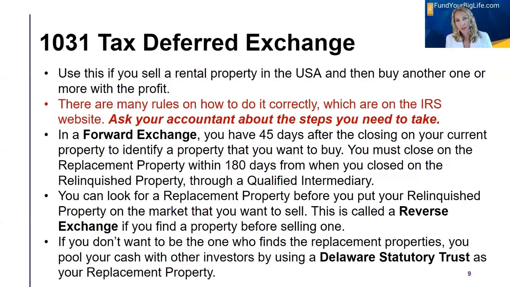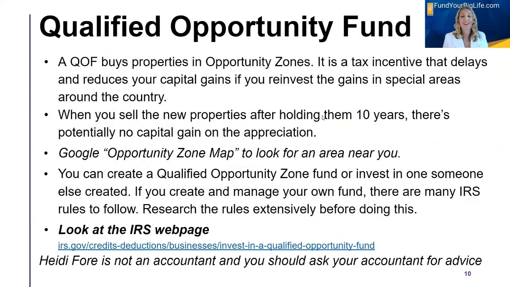So write down 1031 tax deferred exchange, forward exchange, reverse exchange, and Delaware statutory trust as things for you to get more information on. Now let's talk about the qualified opportunity funds.